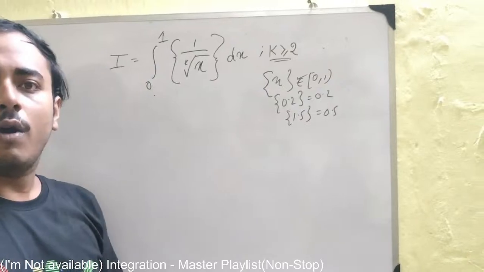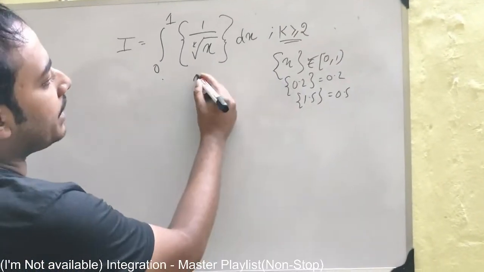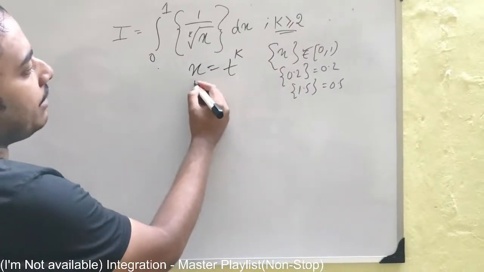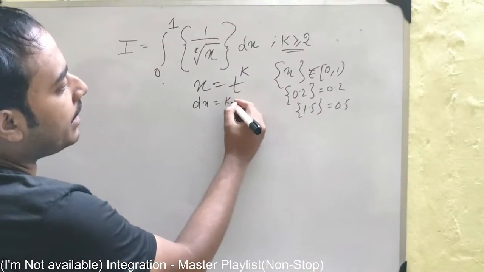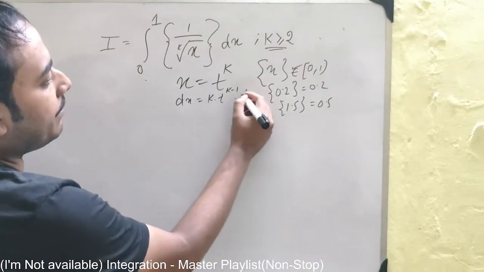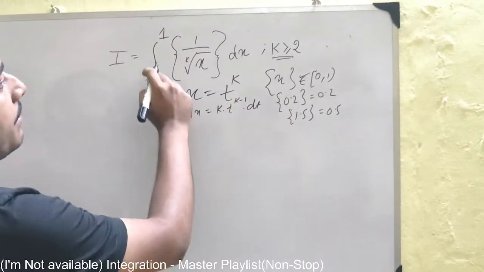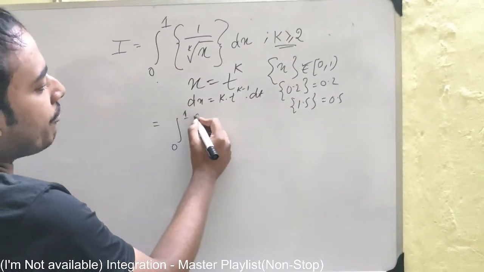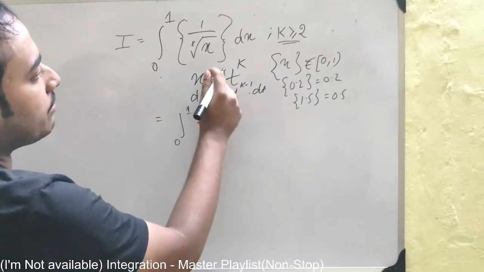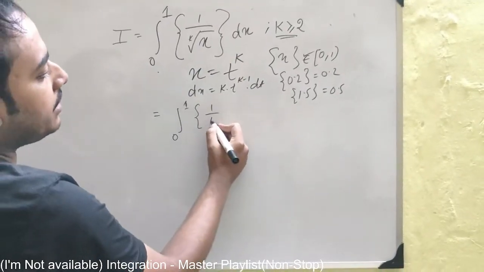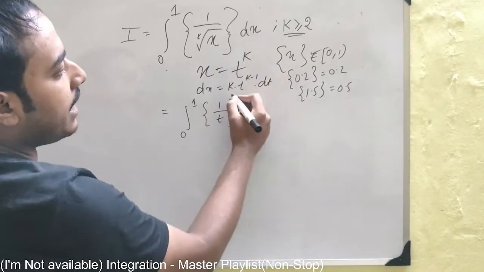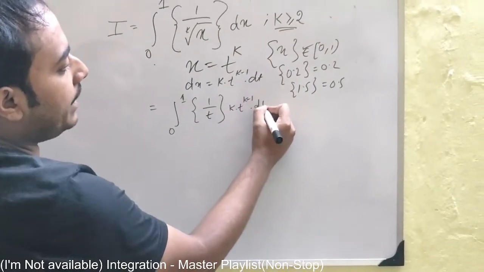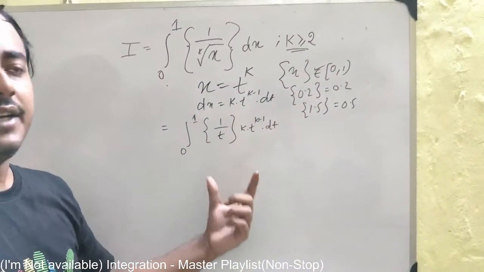So we will begin with the obvious substitution, x equals t to the power k. With this substitution in hand, we can write dx equals k times t to the power k minus 1 dt. Notice that the limits remain 0 to 1. So our integral basically becomes 0 to 1 fractional part of 1 upon, now since kth root of x is then t, this simply becomes 1 by t, and dx becomes k times t to the power k minus 1 dt. This much is done, right?